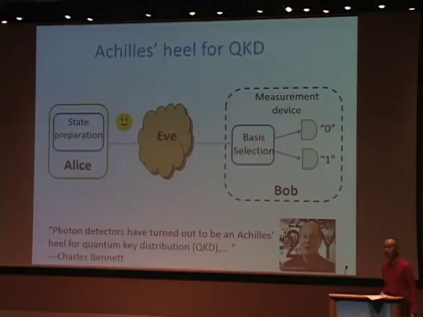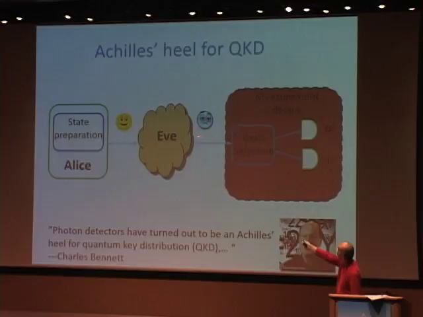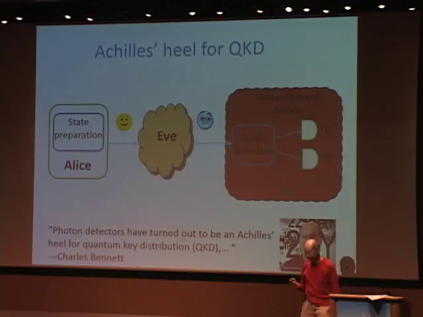I should emphasize the following: photon detectors really are the weakest point, the Achilles heel of QKD. Because when you send a photon from Alice to Bob, Eve will be listening. And Eve can send in some strong pulses or laser damage or whatever to a single photon detector. You don't know what will happen here. So it's very hard for us to really quantify what's going on. That's the big challenge.